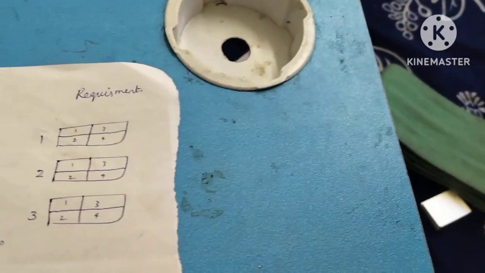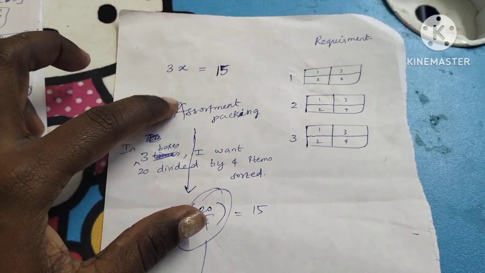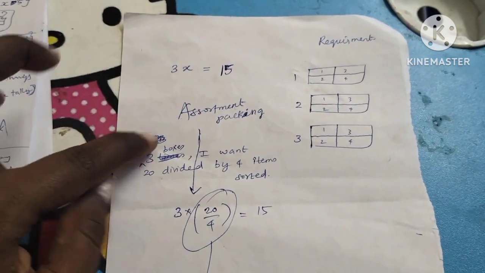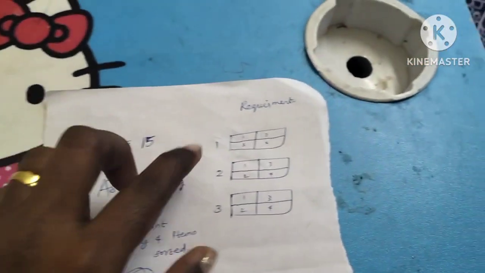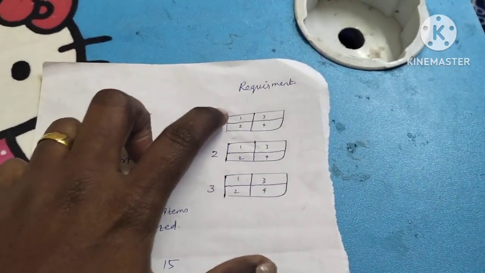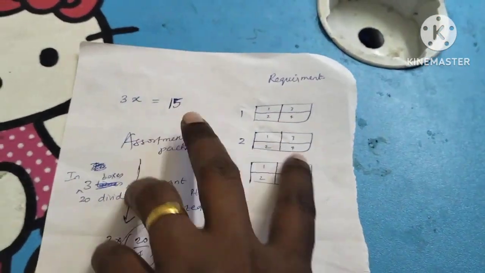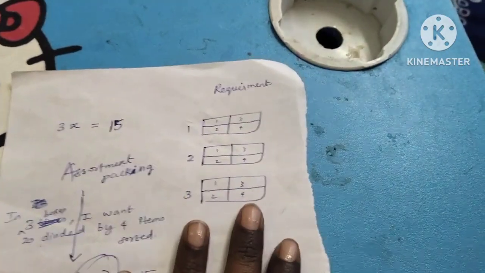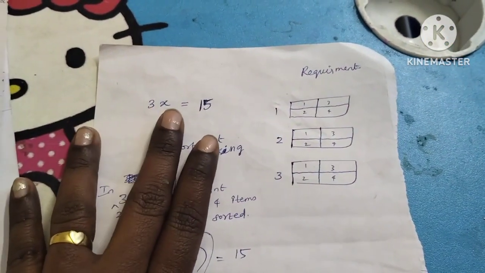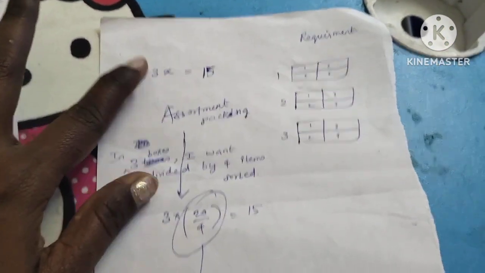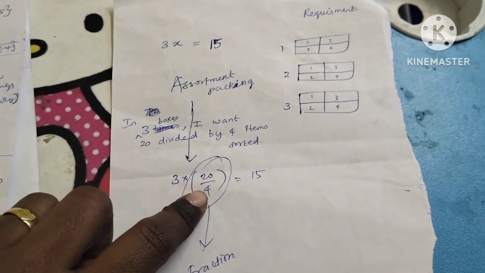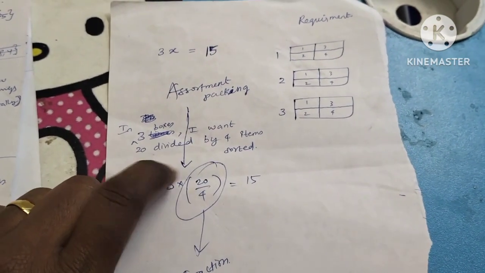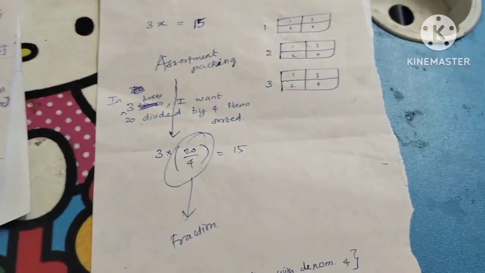For example, your requirement is that you're going to do an assortment packaging. So in 3 boxes I want 20 items divided by 4. We have 3 boxes, and in those 3 boxes 20 items have to be assorted and divided by 4. Now if we write the equation, 3x is equal to 15. So x should be 3 times 20 divided by 4. 20 divided by 4 is 5. So 3 times 5 is 15.